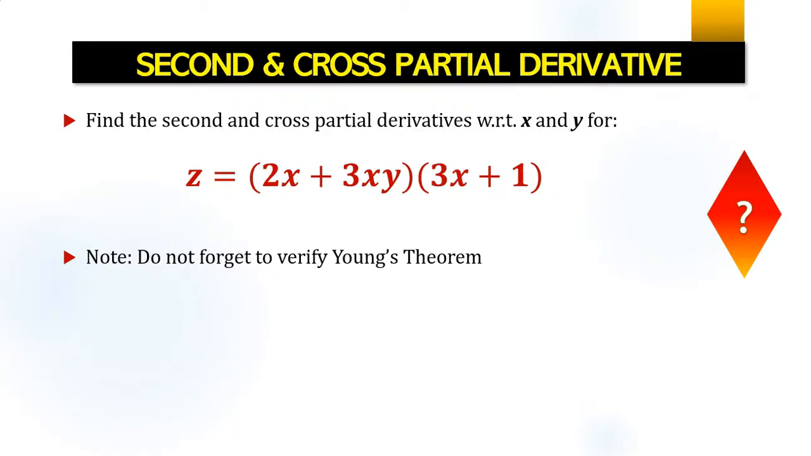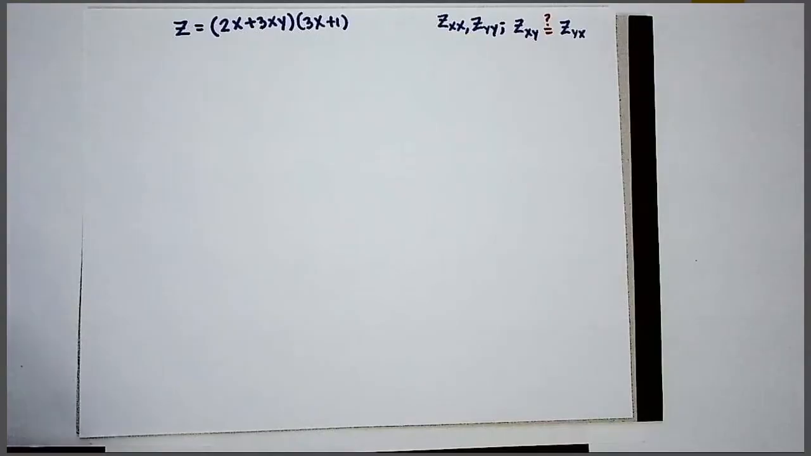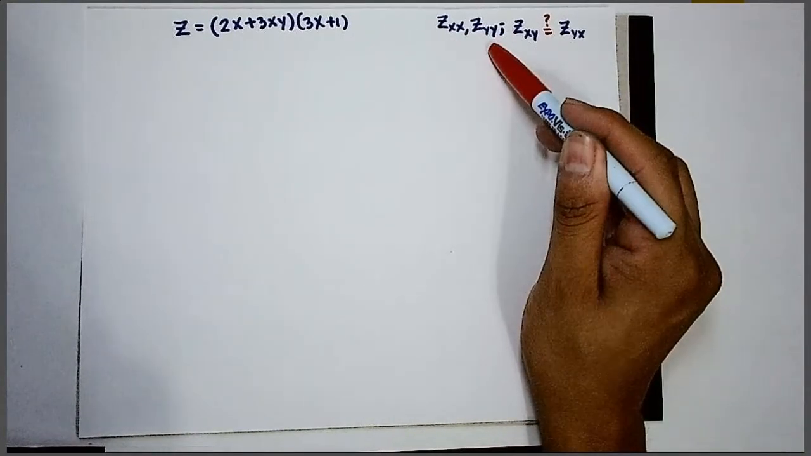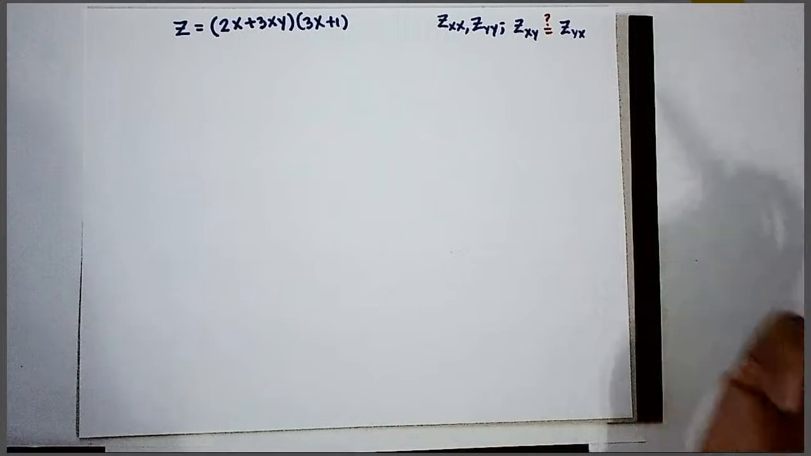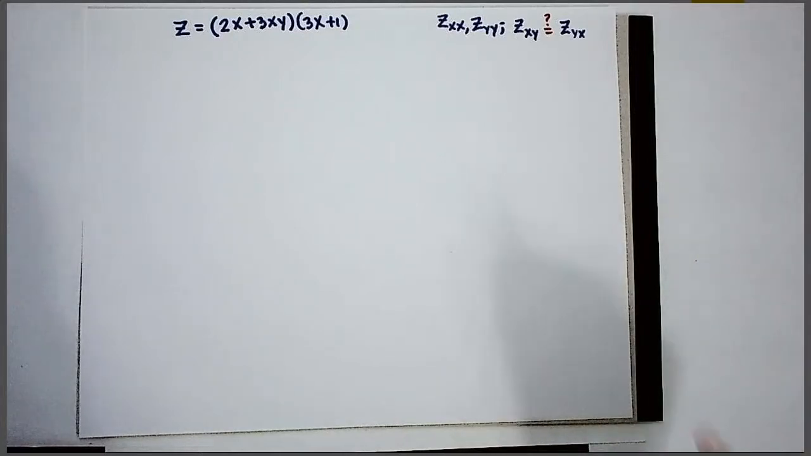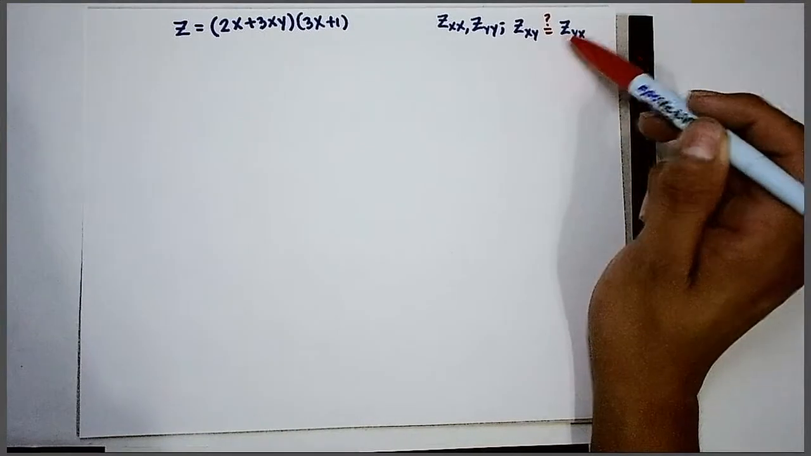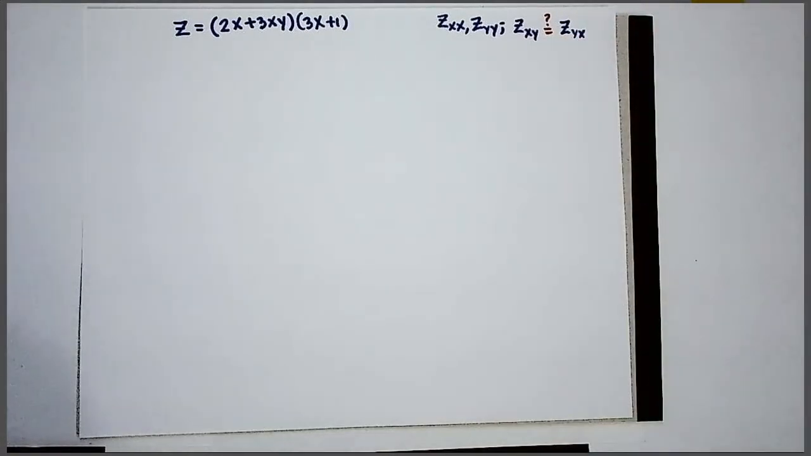Let's solve the following example in which we need to take the second and cross partial derivatives with respect to y, and also we need to verify Young's theorem. In other words, we need zxx, zyy, and also we need to verify if zxy is equal to zyx, which is Young's theorem.